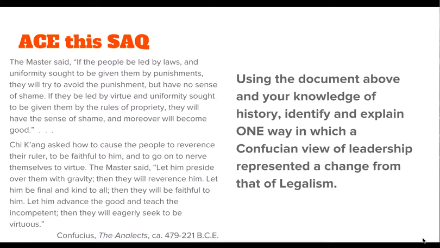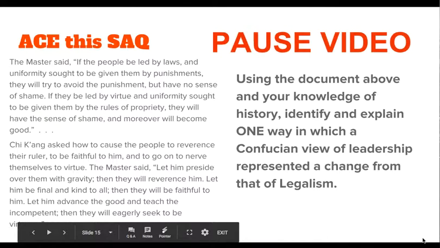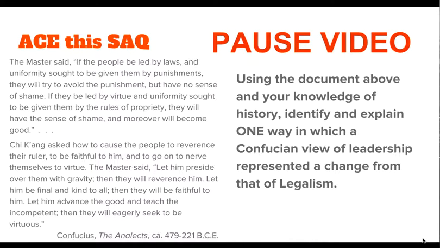So the stimulus is on the left. It's the quote from the Analects of Confucius. The prompt is on the right. Using the document and your knowledge of history, identify and explain one way in which a Confucian view of leadership represented a change from that of legalism. At this point, I'd like you to pause the video and analyze both the prompt and the stimulus and go ahead and craft your answer. And when you unpause the video, I'll walk you through what we're looking for in the prompt as well as what a strong answer might look like.